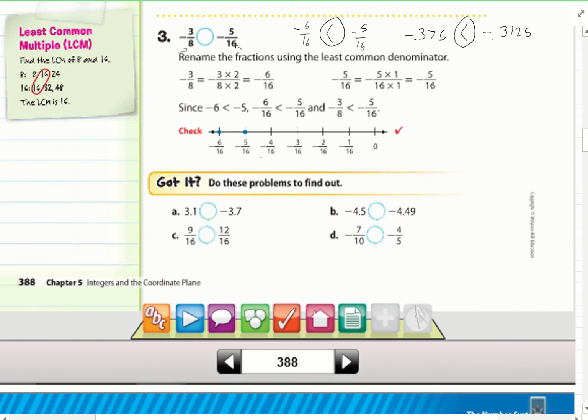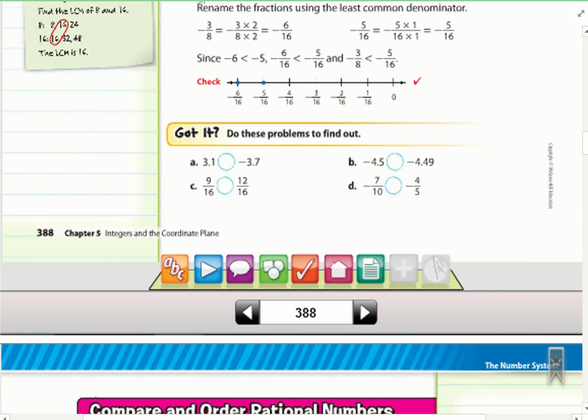Since for negative numbers, 5/16 is closer to 0, that means that's going to be larger. So go ahead and try A, B, C, and D. So for A, I have a positive number and a negative number, so my positive number is going to be greater. So 3 1/10 is greater than negative 3 7/10.